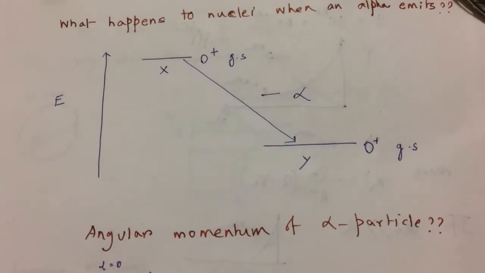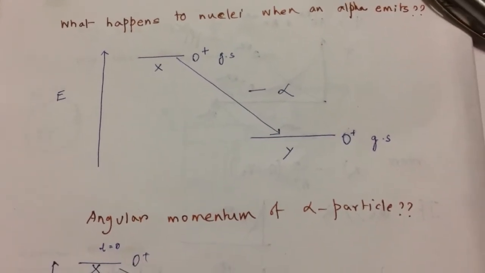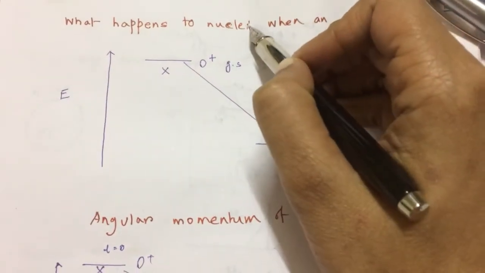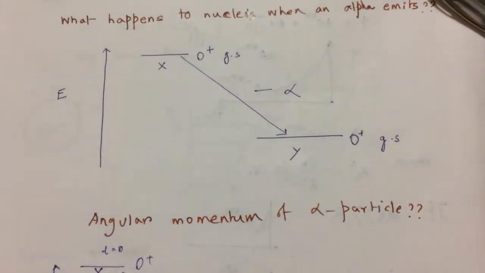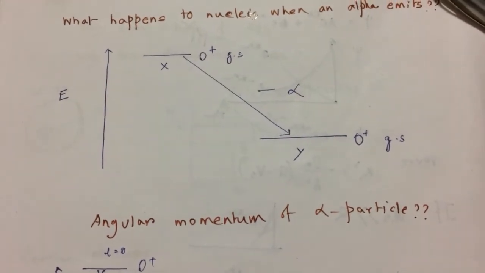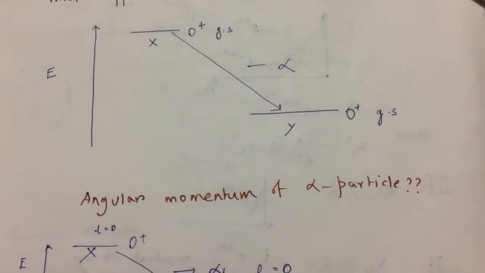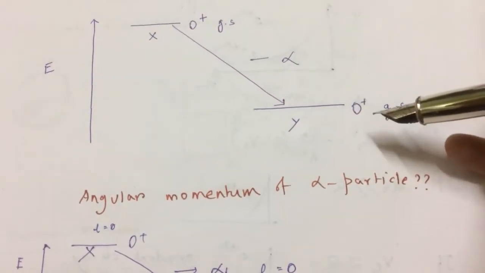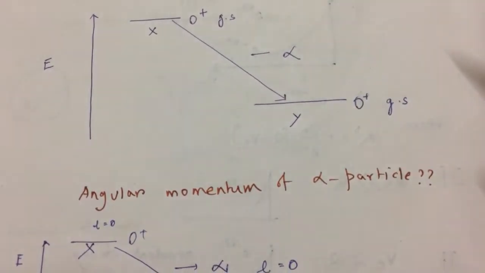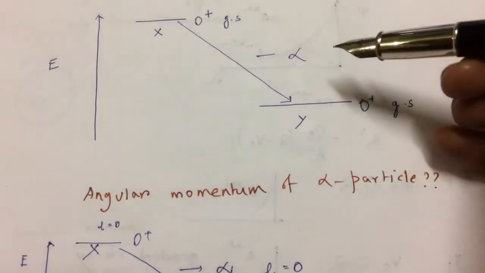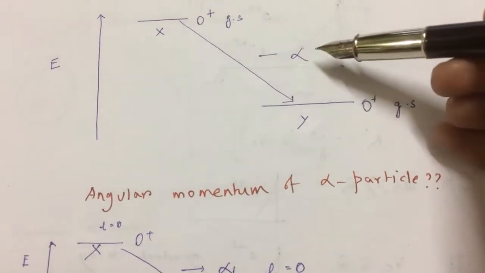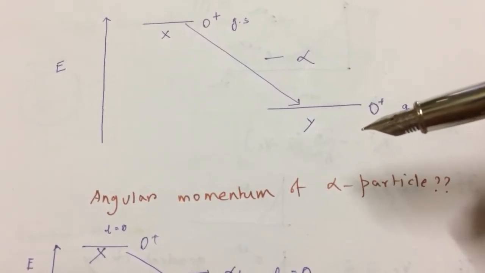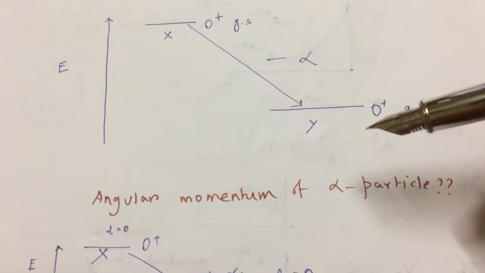Now let us discuss what happens to a particular nucleus. This should be nucleus, not nuclei. Nucleus is singular, nuclei is plural. What happens to a particular nucleus, suppose X, which emits an alpha particle? What will be its change in energy? What will be the change in momentum of these states? And of course, how much angular momentum does this alpha particle carry? We should investigate those things.